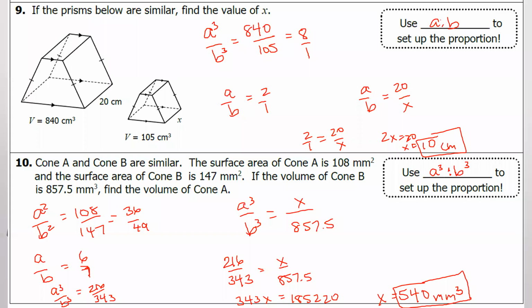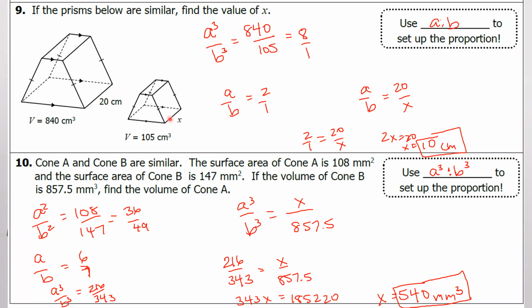All right, so for number 9, you should have gotten X is 10. They tell you the volumes, 840 to 105. Reduce your fraction. X is a linear measurement, so you just need A over B. Well, if A cubed is 8, then you take the cube root of 8 and you get 2. And the cube root of 1 is 1. Okay, so the scale factor is 2 to 1.